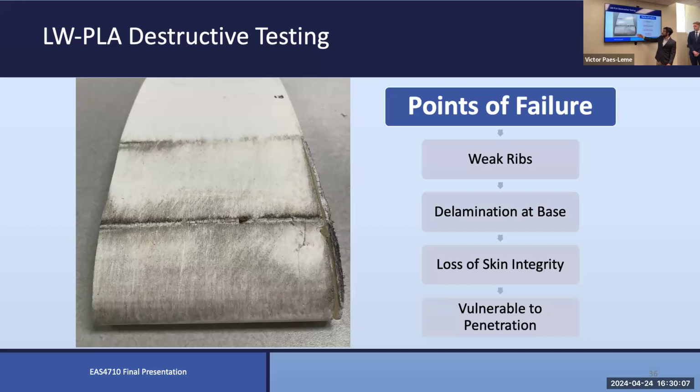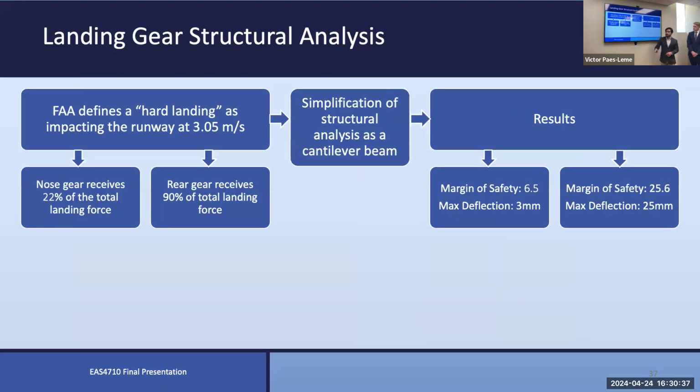There was also a high amount of delamination occurring between the skin and the rib. This is due to the direction in which it is printed. There was a lot of skin integrity that was lost when we actually performed the destructive test, and this created ripples in the skin. And finally, it was very vulnerable to penetration from foreign objects. So here we have a tree branch, and then once it actually lost the structural integrity, it started cracking far easier, and those wings would no longer be airworthy in the case of a strike.